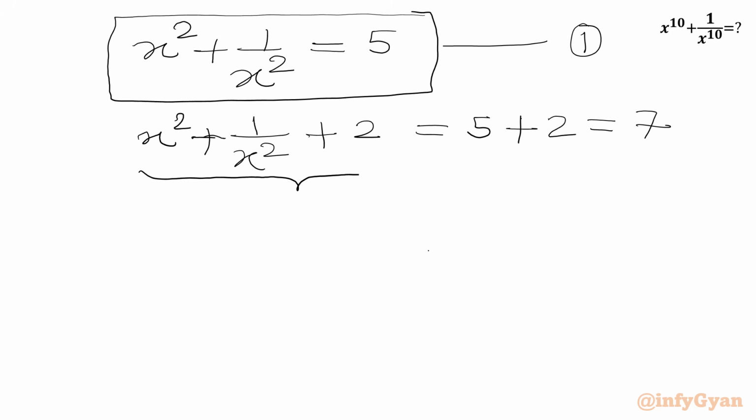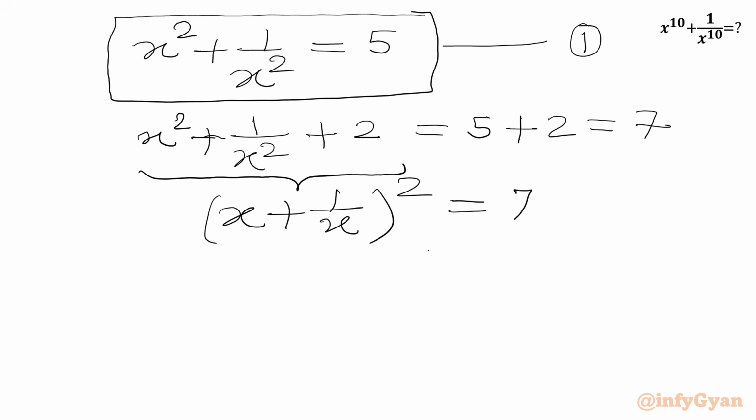Now from the 3 terms of LHS, we can write this as (x plus 1 over x) whole square. If we expand, x square plus (1 over x) whole square is 1 over x square, plus 2 times x times 1 over x is 2, equal to 7. Now we'll take the square root on both sides to get the value of x plus 1 over x, which will be equal to plus minus square root of 7.